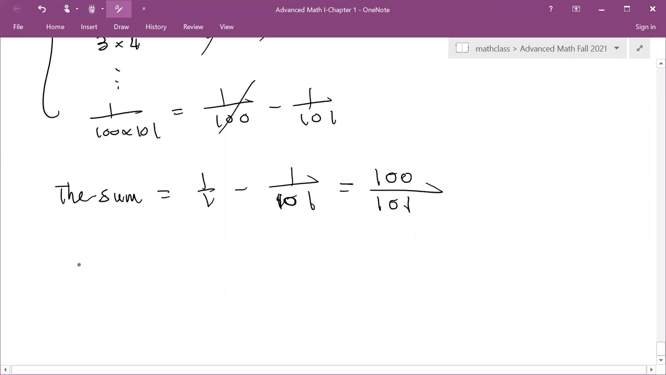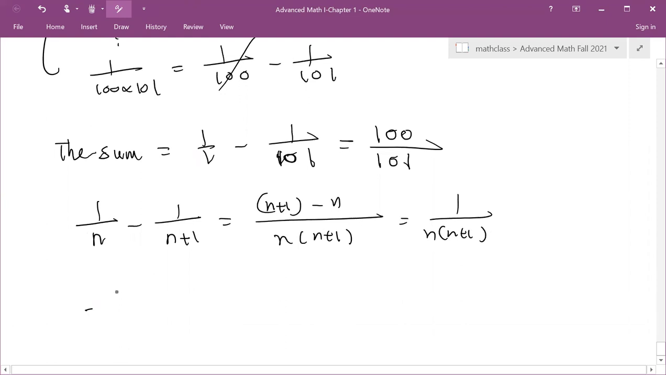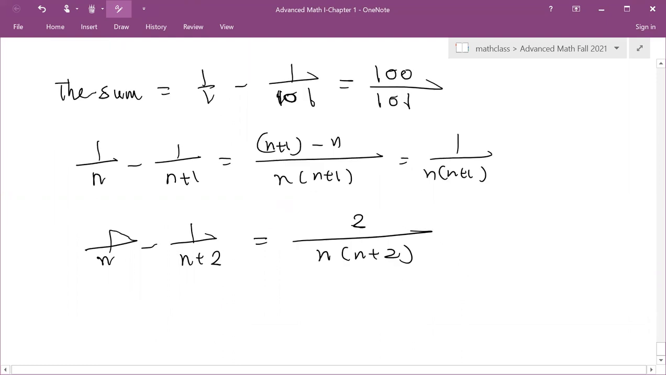Now in general, this will be 1 over n times n plus 1, which is 1 over n minus 1 over n plus 1. So you will get n over n plus 1. This is the general formula. How about if there's a 2 here, n plus 2? In that case, you will get n plus 2 minus n, which is just 2. So there's a 2 here. So you can also express it in the form like that.